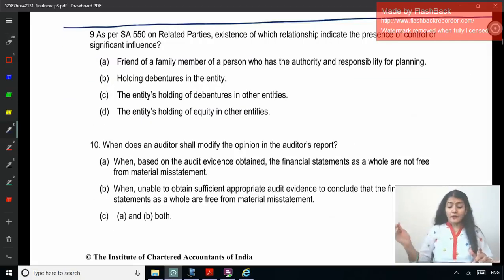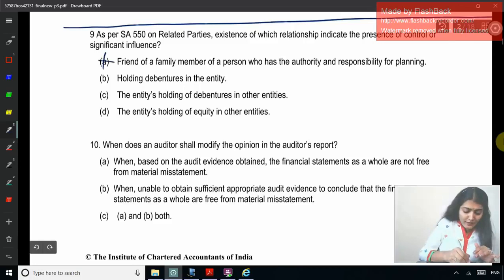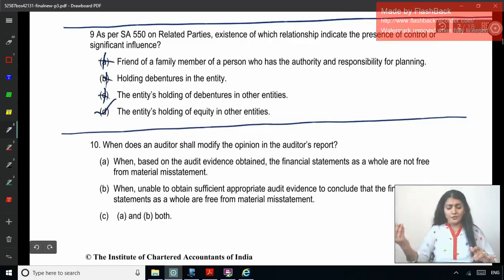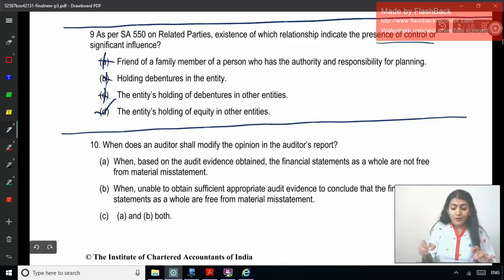As per SA 550 on related parties, existence of which relationship indicates the presence of control or significant influence? Friend of a family member of a person who has the authority and the responsibility for planning. Friend of a family member. Does friend come in the definition of relative? No. Holding debentures in the entity. The entity is holding debentures in other entities. So debentures do not give you any decision making, any equity or any voting rights over there. So friend, debentures, no. The entity is holding equity in other entities. Obviously that is going to make it your related party. So no friend, no debentures, only equity. That will make it the presence of control or significant influence.